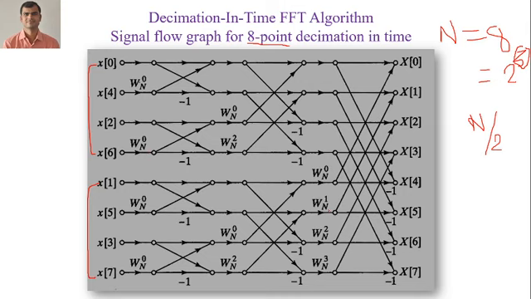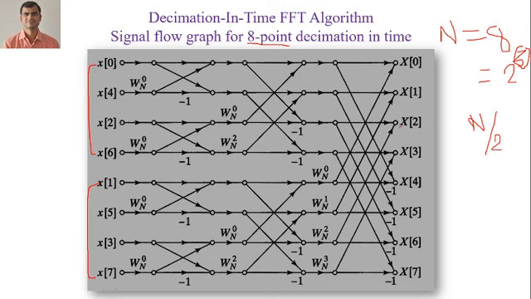So we have seen this in the summary of DIT FFT algorithm. In this way we have to draw the flow graph of DIT FFT algorithm for 8 point. Here the input sequence is in bit reversal order and the output sequence is in natural order.